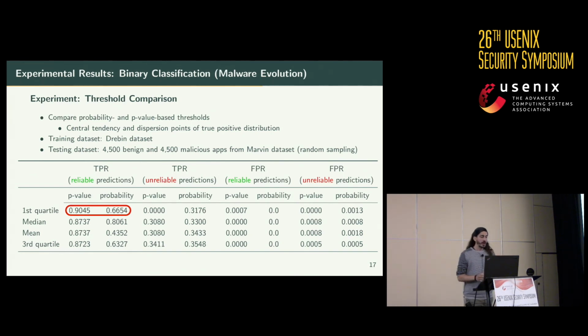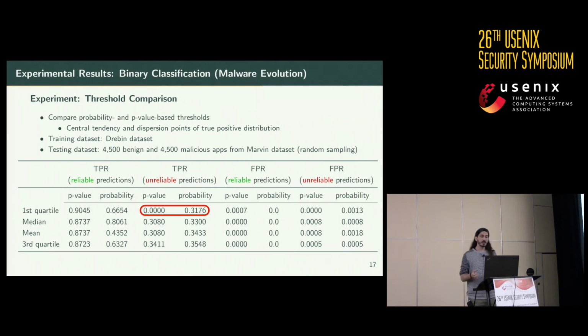So when we compare the first quartile of the true positive rate of the predictions that were marked as reliable from conformal evaluator using p-value as approach, we can see that we have 90% of correct predictions. Instead, if we use the same approach, the same algorithm, but with probability, this will drop down to 66%.